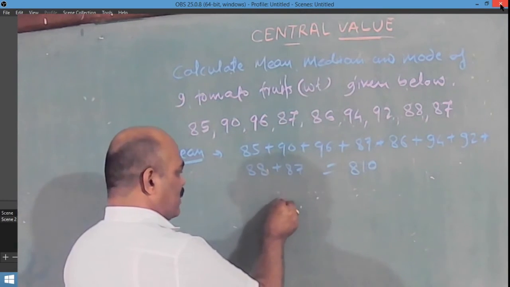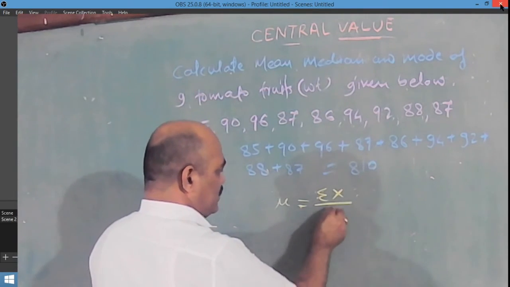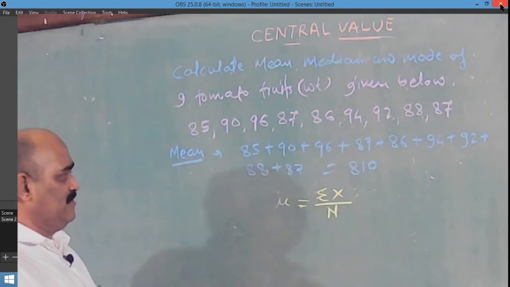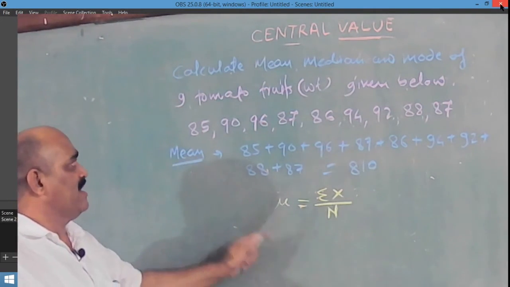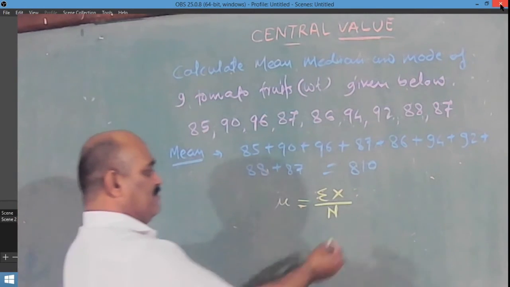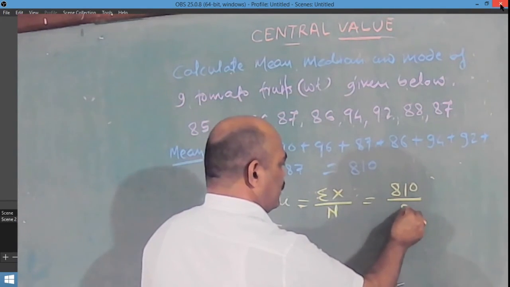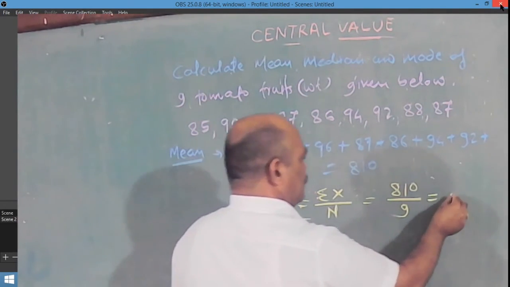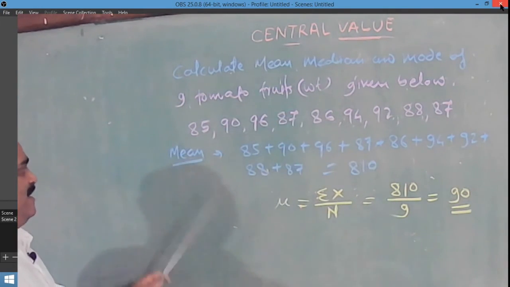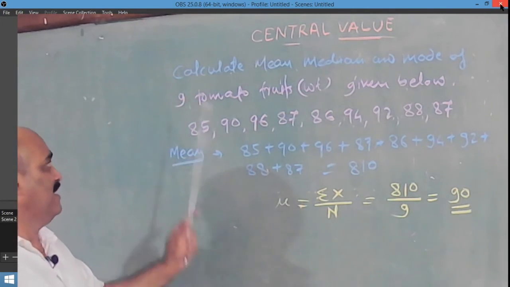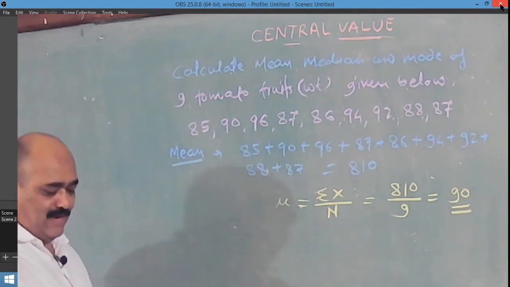The formula for calculation of mean is M is equal to the sum of all observations divided by the number of observations. The sum of all observations is 810 and the number of observations is 9. That means 810 divided by 9, the answer is 90. 90 is the mean of our data, for the 9 tomato fruits.